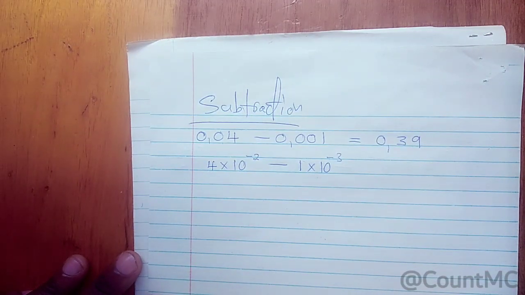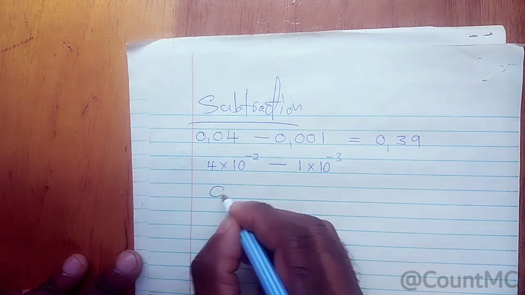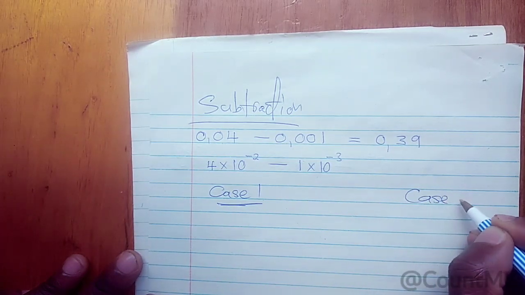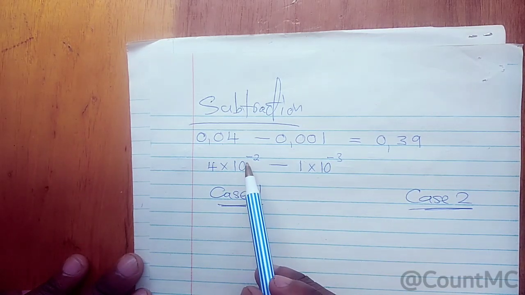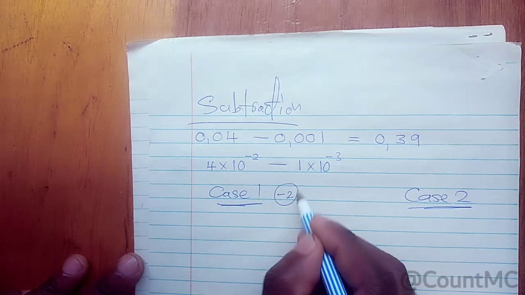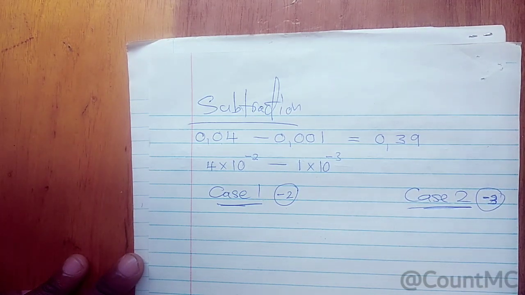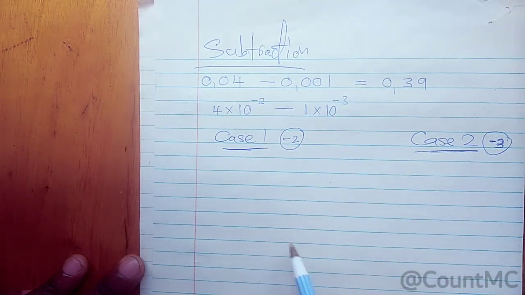As we said last time, there are 2 ways in which you can do it. It doesn't matter which way you do it. I'm just showing you both cases. So in the first case, we can convert both powers to minus 2, or in the second case, we'll convert both powers to minus 3. The idea is that when you're adding and subtracting, the powers of 10 are supposed to look the same. Okay, so let us start with case 1.